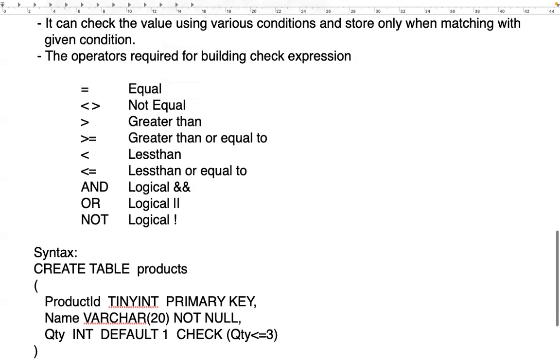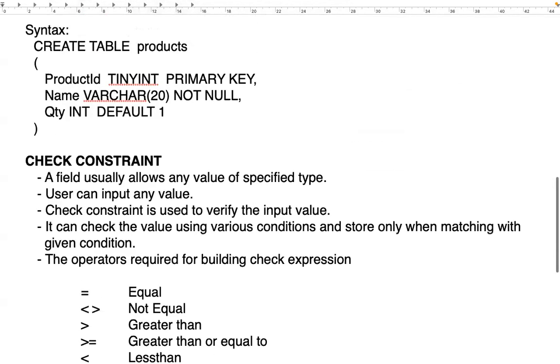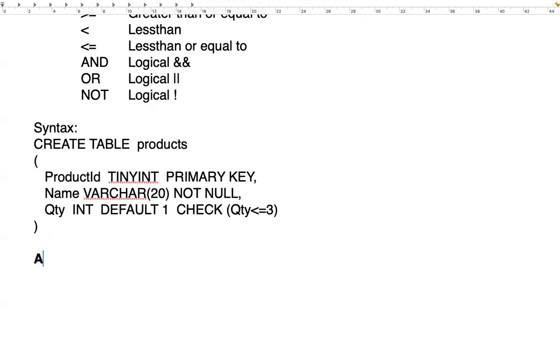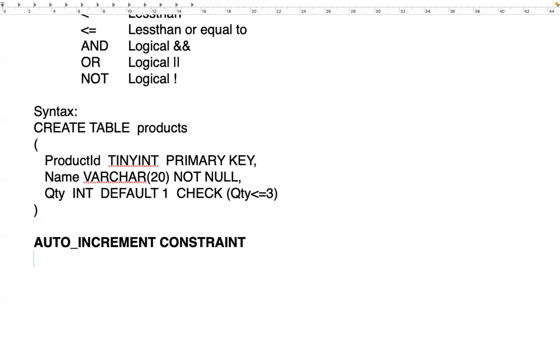One more is there. What is it? We have auto increment also. The auto increment constraint is nothing but it will automatically increment the values by 1, right? Auto increment is a constraint.